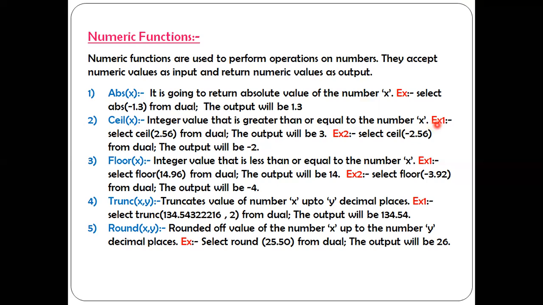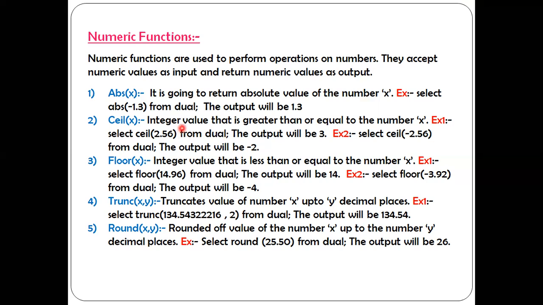Have a look at two examples for this ceil function. Have a look at this first example, which I'm pointing to with the red highlighter. Select ceil, the function called ceil. How many parameters are there? Only one parameter, and I'm using the value 2.56 in the parenthesis. Select ceil of 2.56 from which table? Dual table. Select ceil of 2.56 close parenthesis from dual. I'm going to get the answer as the next higher value of 2.56. The next higher integer is 3.